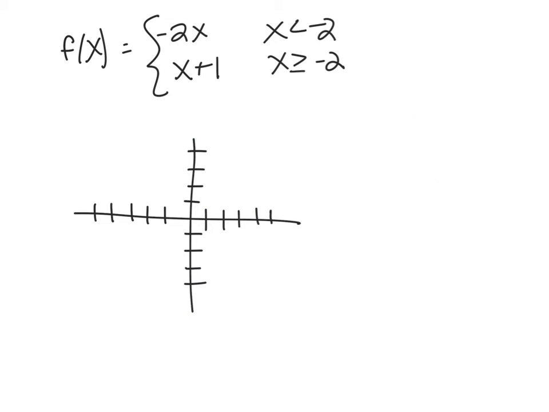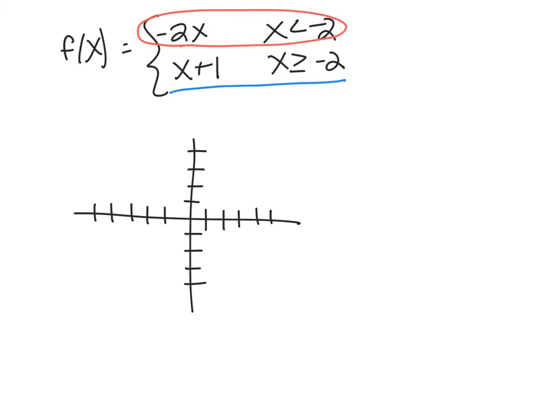Piecewise functions are just functions that have different rules for different parts of the domain. So for example, the one on the screen right now, when x is less than negative 2, we're going to be graphing the graph negative 2x. However, when x is greater than negative 2, we're going to have the graph x plus 1. So all we need to do is graph these two lines, but they're only going to be present where the domain says they should be.